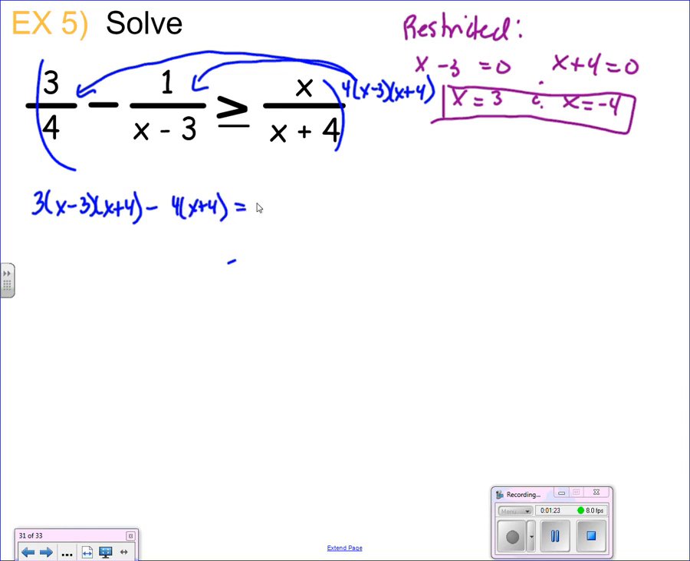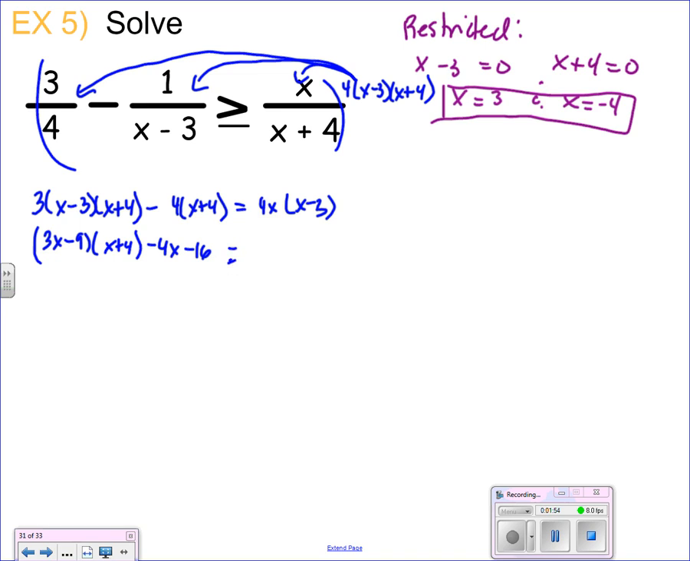Again, we're treating this as an equal sign for now. And with the last term, the x plus 4 cancels, leaving 4x times x minus 3. So I would distribute first, which would give me 3x minus 9. Over here, I would distribute, which would give me -4x minus 16.